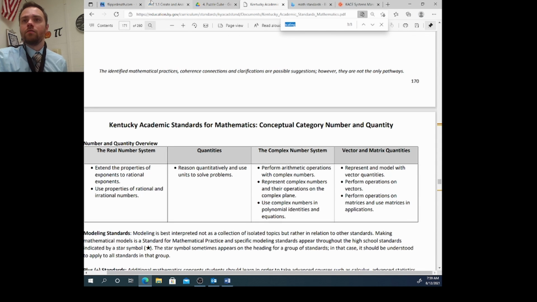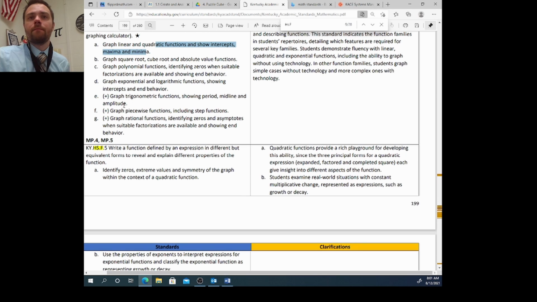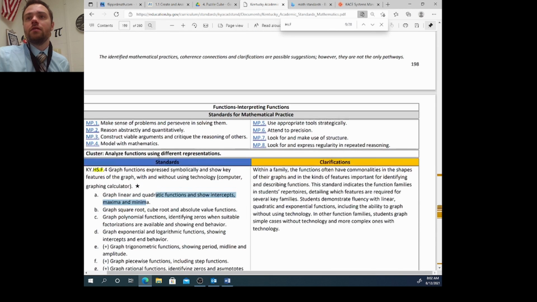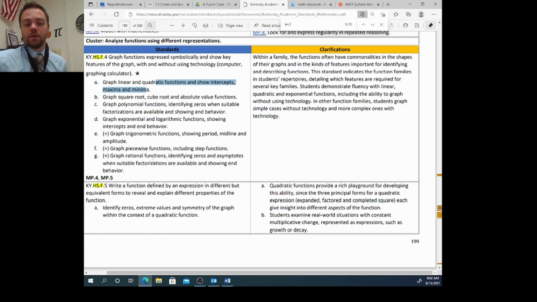And then there is one other standard. Here it is. Kentucky HSF4: graph functions expressed symbolically and show key features of the graph with and without using technology, computer, graphing calculator. So you're going to graph linear and quadratic functions. You won't be doing quadratic functions today. So really this is just barely going to hit the standard. We're just kind of understanding how to take a set of inputs and outputs and graph them on a coordinate plane. So we're going to get right into it.